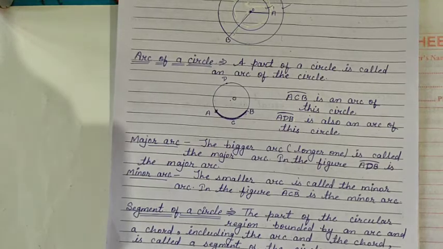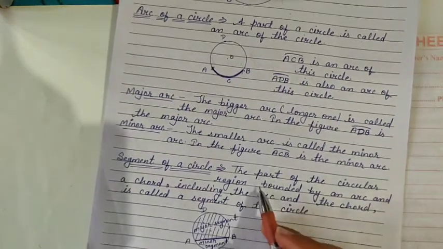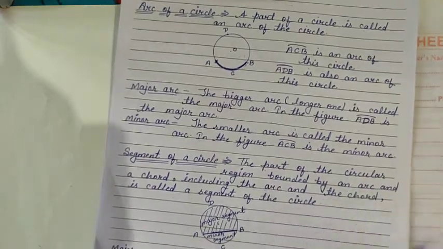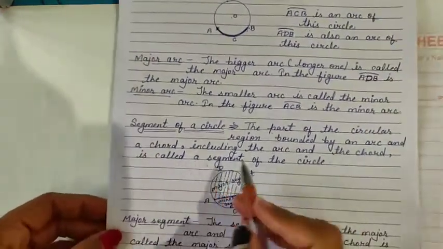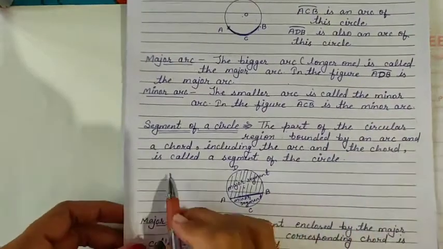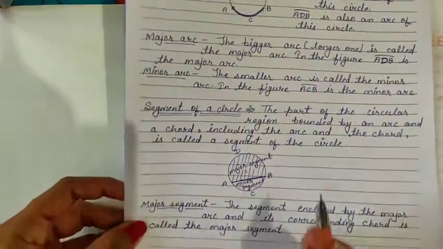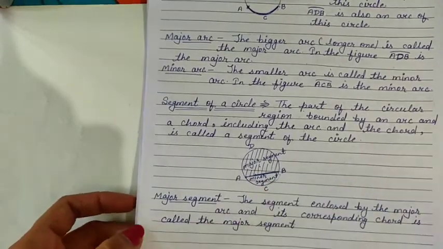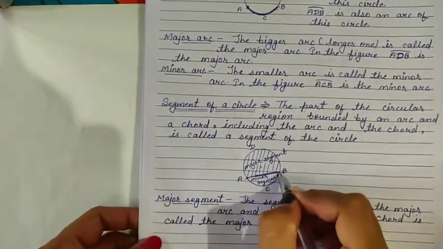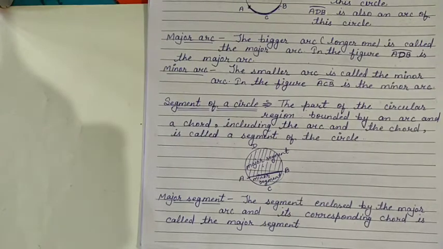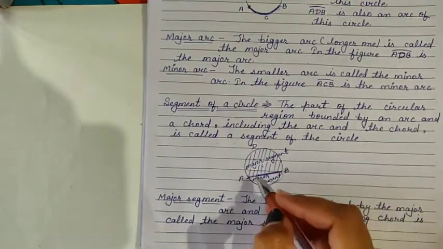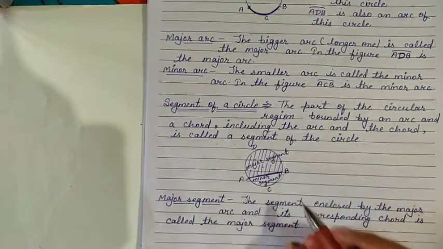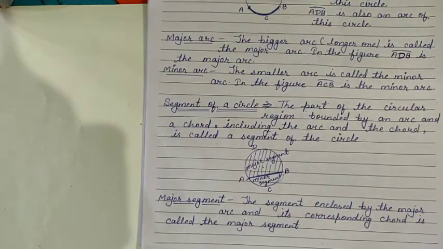Now, segment of a circle. The part of the circular region bounded by an arc and a chord, including the arc and the chord, is called a segment of a circle. Friends, this is a circle and this is its arc ACB, and this AB is its chord. So the part of this circle bounded by its chord and its arc is called a segment of the circle.